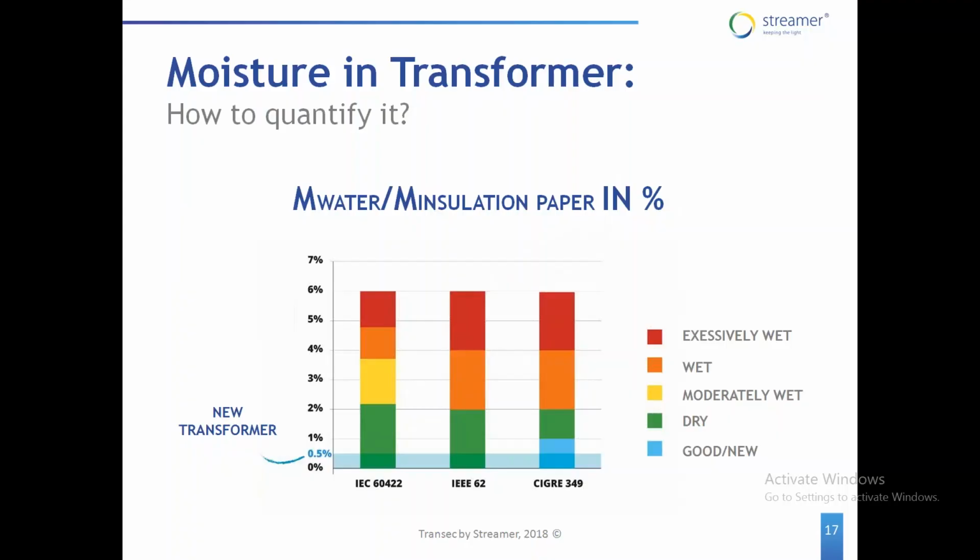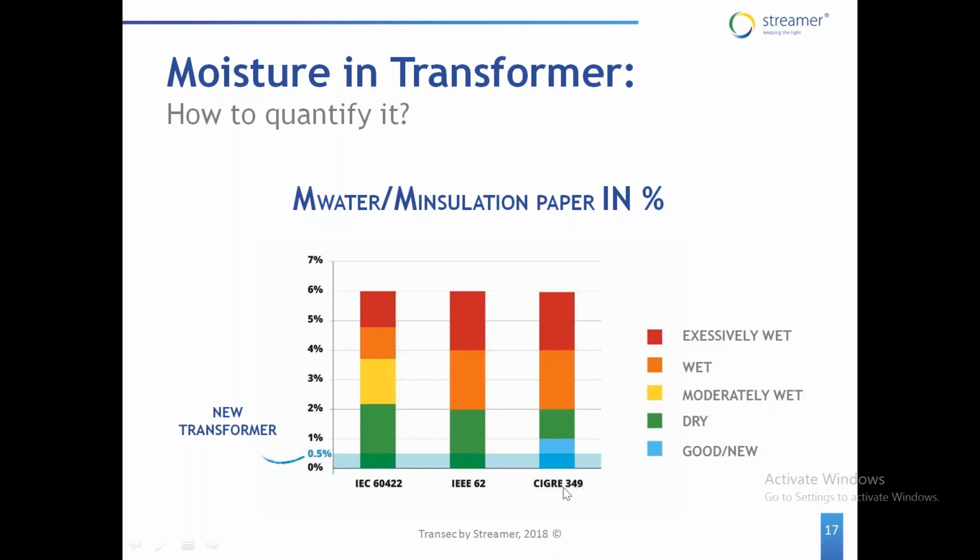How much moisture in a transformer is too much? I know there is 10 ppm, 6 ppm or 50 ppm of moisture in oil, but what is too much? How to quantify it? When should I take action? When should I think that my transformer is in danger? That is why all the international standards have given some guidelines.